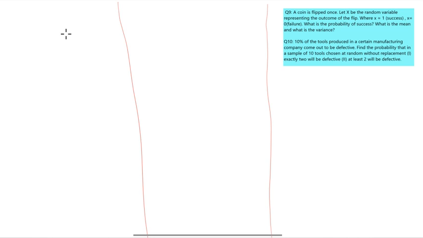So now let's understand what type of distribution this is. First of all, a coin is flipped once. Let x be the random variable representing the outcome of the flip, where x is 1. Now, I already said that for Bernoulli's trials, or Bernoulli's distribution, the experiment is only performed once. That's how you know it is Bernoulli's trial or Bernoulli's distribution. The experiment is only performed once, and it has only two outcomes, either success or failure.